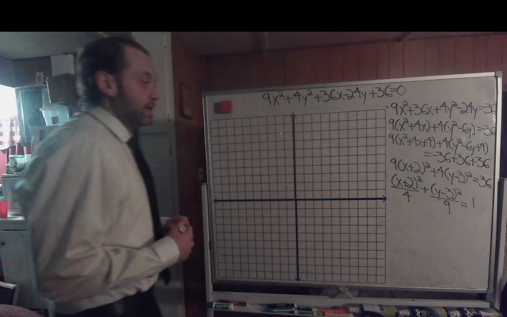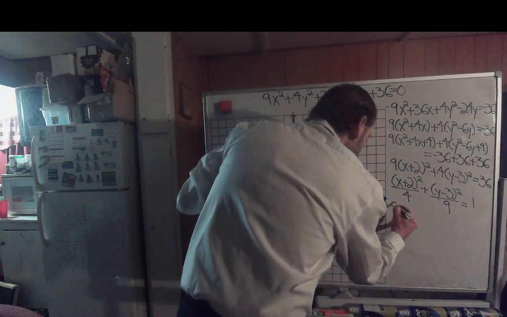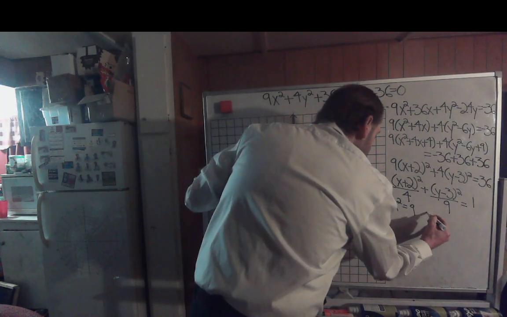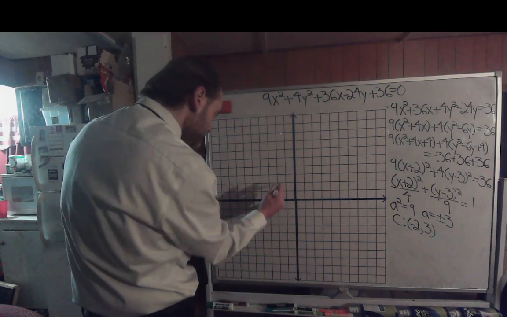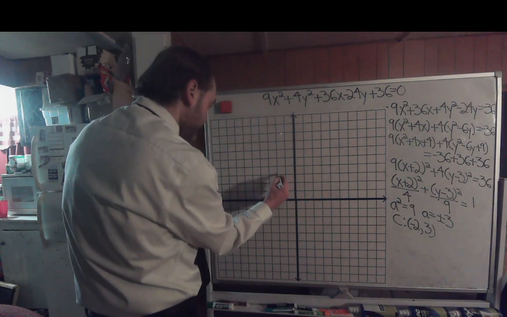So it's plain to see the y-axis is the major axis. So a squared equals 9, meaning that a equals plus and minus 3. Now what's the center? The center, of course, would be at -2, 3. So here is -2, 3.